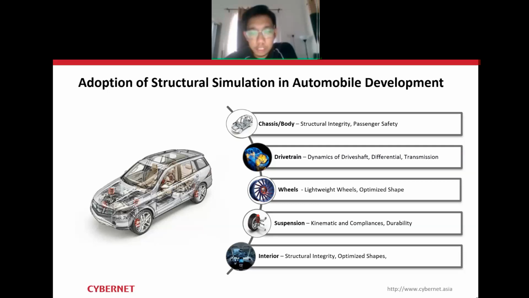Then we have the wheels, where we may want to further optimize the design in terms of the material used and maybe the shape of the wheels. Next, we have the suspension, where we would like to analyze something like the kinematics and also the compliance of the suspension, or maybe you would like to know the structural durability of the suspension components and so on. Then the automotive interior can also take advantage of structural simulation, where we can evaluate, for example, an optimized shape or the structural integrity of the interior components of the vehicle.